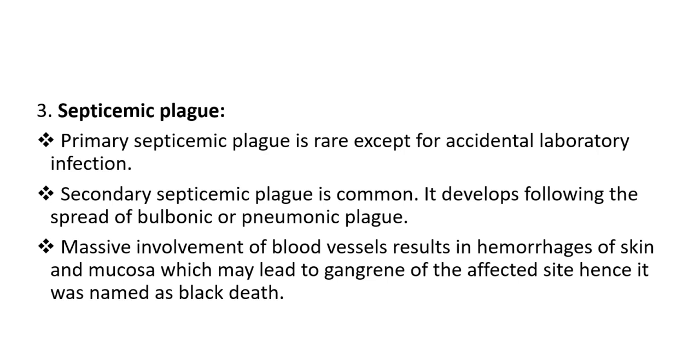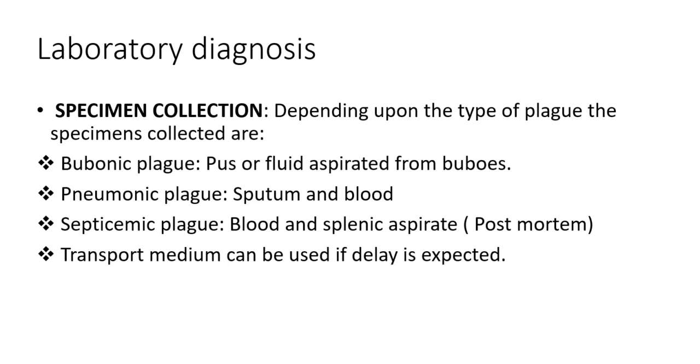So when we are handling a sample which we suspect to be plague, we should be very careful. Coming to the laboratory diagnosis, the specimen is very important. In bubonic plague, which involves the lymph nodes, we take fluid from the buboes, or pus if available. In pneumonic plague, we usually take sputum. If you want to go for antigen antibody reaction, we take blood.